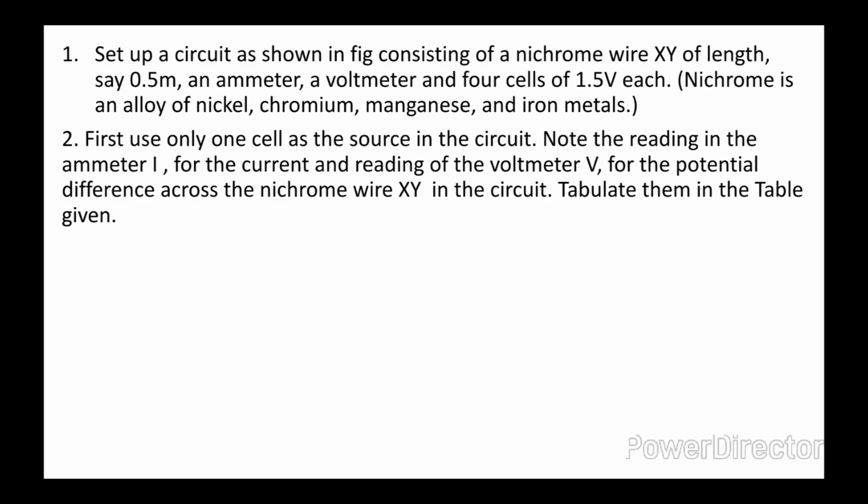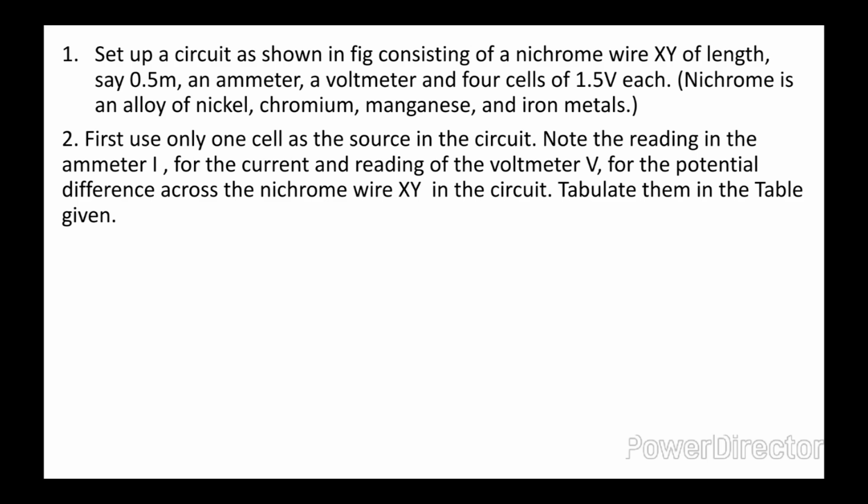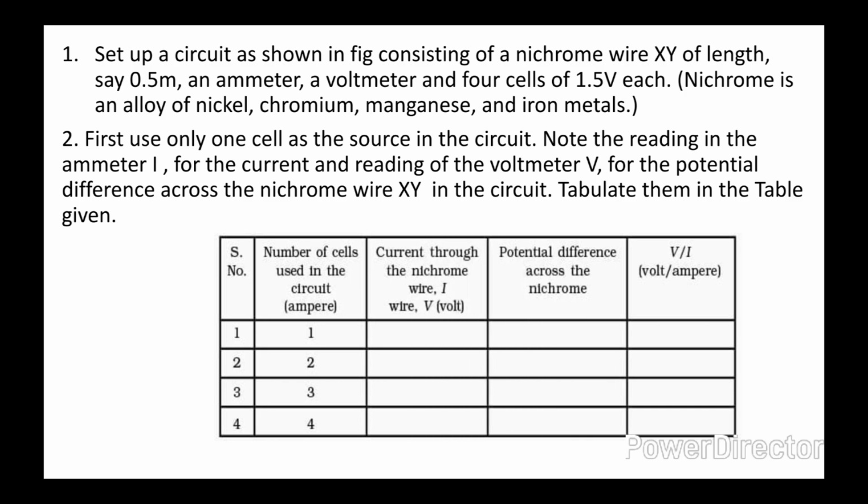So you have to construct the table, which consists of 5 columns. One is serial number, next column is number of cells, next is ammeter reading, that is how much current is flowing through the circuit, and next is the voltmeter reading, and the last one is the ratio of V by I. After you have connected the cells, you are tabulating the readings in this table.